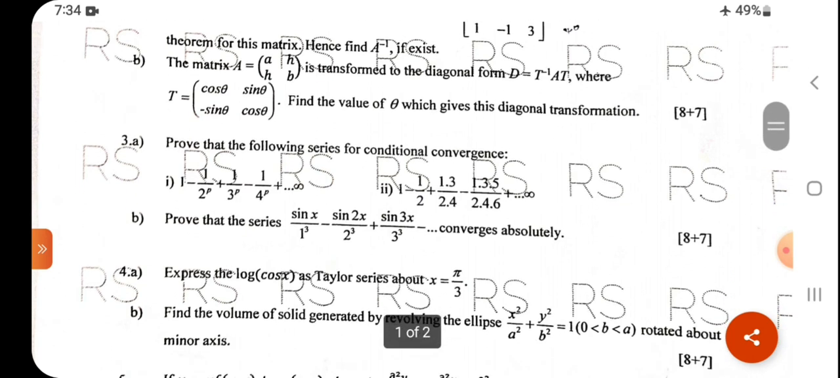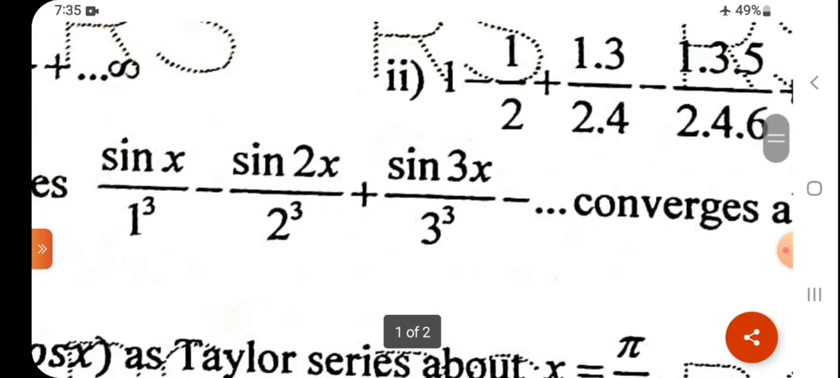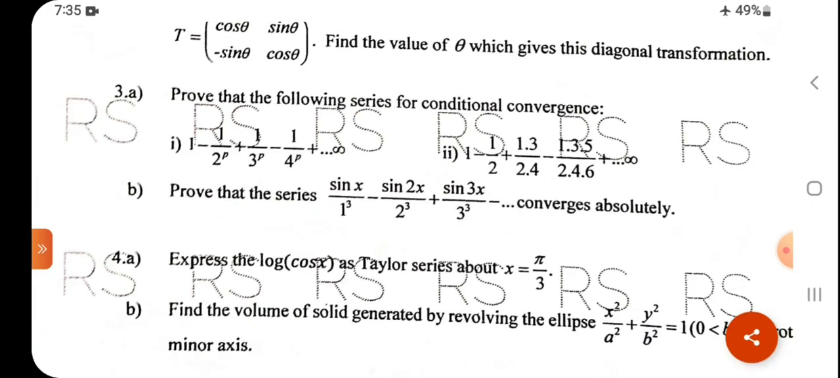Third B bit, prove that the series converges absolutely. The general term is sin nx divided by n to the power of n plus 1 type, with n cube common in all the expressions. So directly you write down sin nx divided by n cube, that is minus 1 whole power n into sin nx by n cube. For this you just verify whether it is convergent or not by applying the Leibniz test. It is also an alternating series.